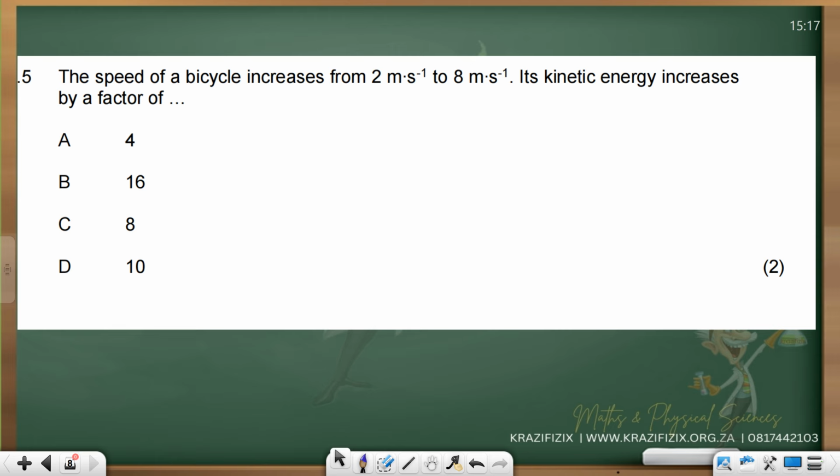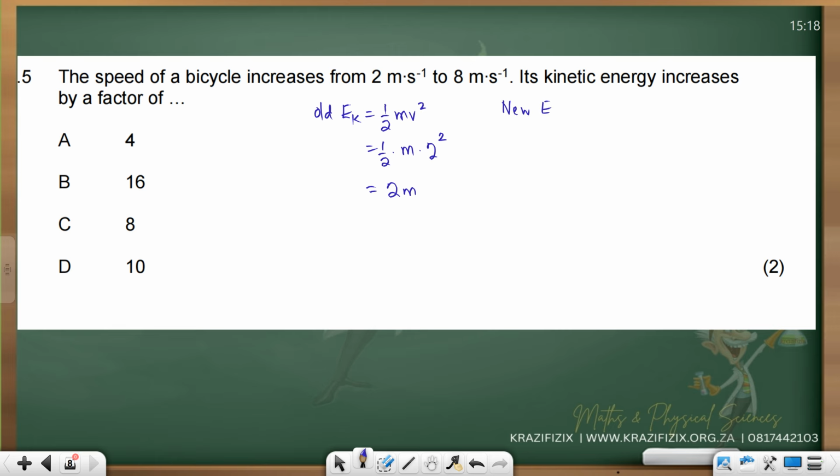Okay, so here quickly, if I were to calculate the old kinetic energy, half what? mv squared. What would that be? Half, what is my v? 2 squared. What would this be? 4 divided by 2. 2m. What about this one?